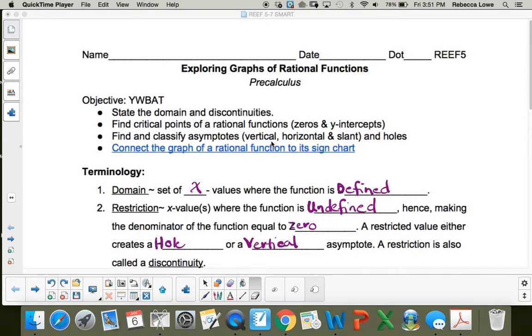This is rational expressions, equations, and functions, exploring graphs of rational functions. We're going to be actually looking at the graphs of rational functions and picking out their critical points and asymptotes. And eventually, you're going to have to graph a rational function without technology, but we're going to kind of work backwards to give you an overview. So first of all, the terminology is really important.